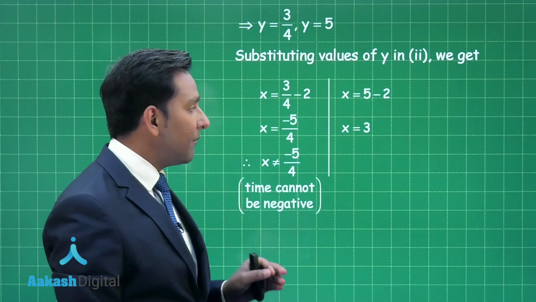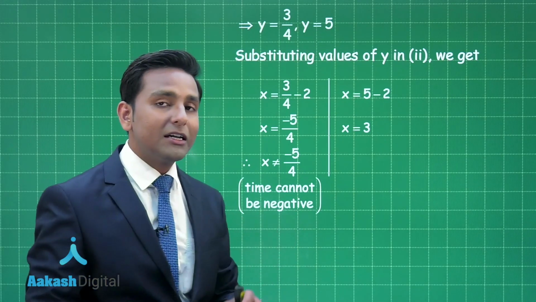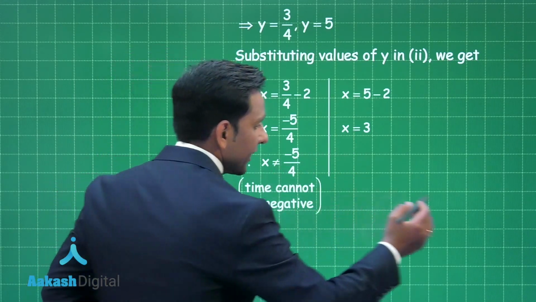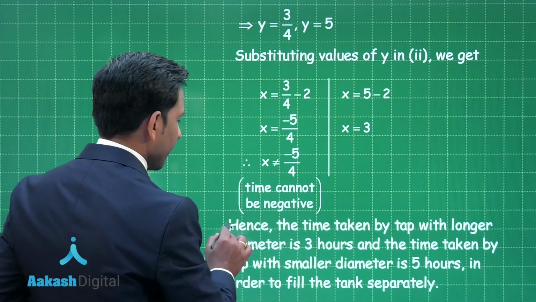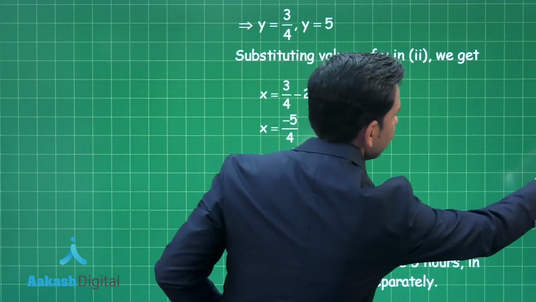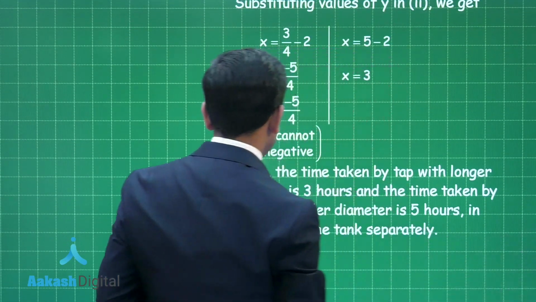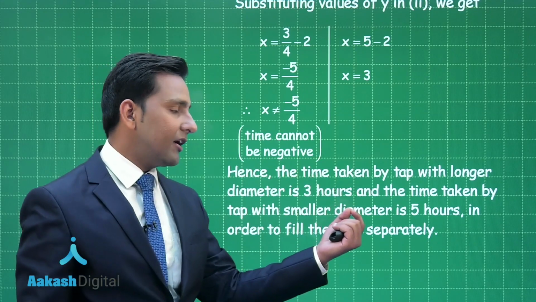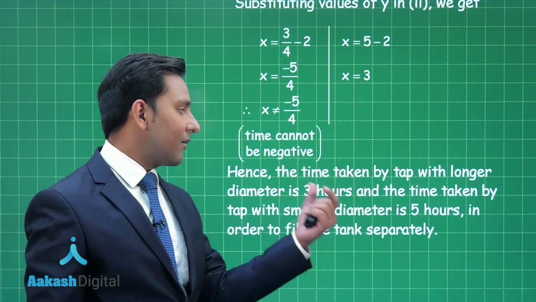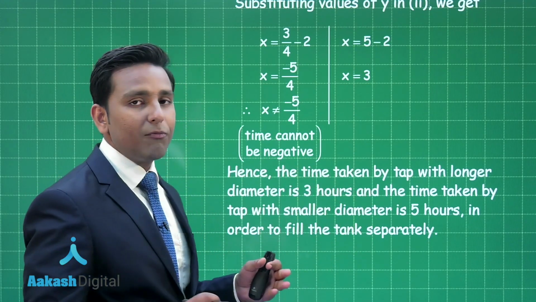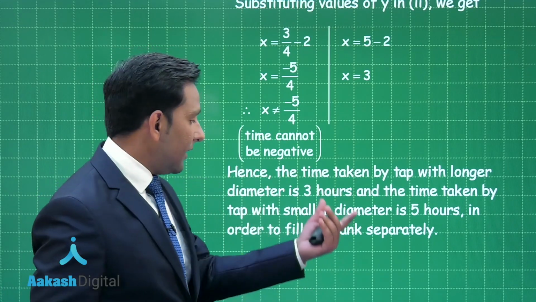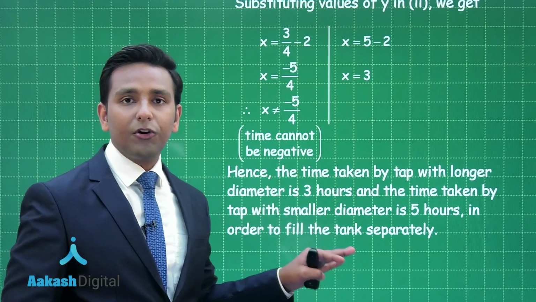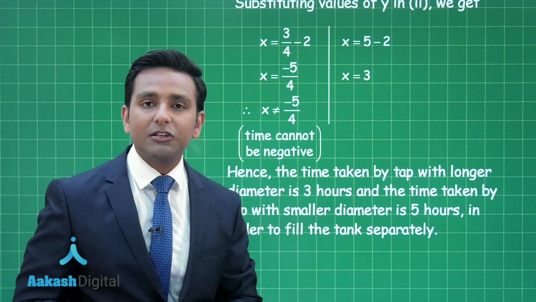That means the time taken by the first tap to fill the tank completely is 3 hours. And with the help of this result we can conclude, hence, the time taken by the tap with longer diameter is 3 hours and the time taken by the tap with smaller diameter is 5 hours, that is 2 hours less than the time taken by the tap with smaller diameter in order to fill the tank separately. So this is the answer for this question. I hope you understood the solution of this question.